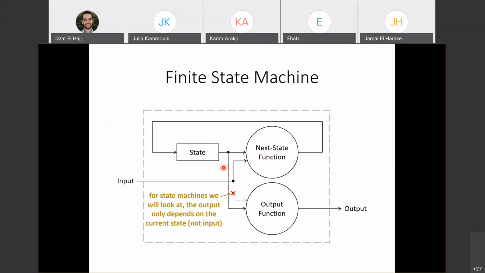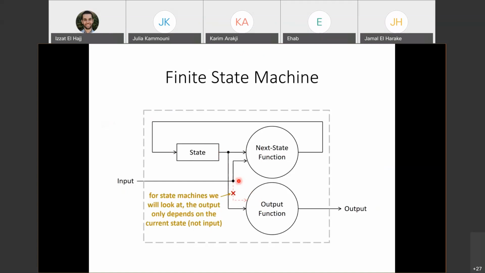Before the example, I just want to point out that in this class, we're going to focus on finite state machines where the output only depends on the current state. The output is going to be independent of the input.